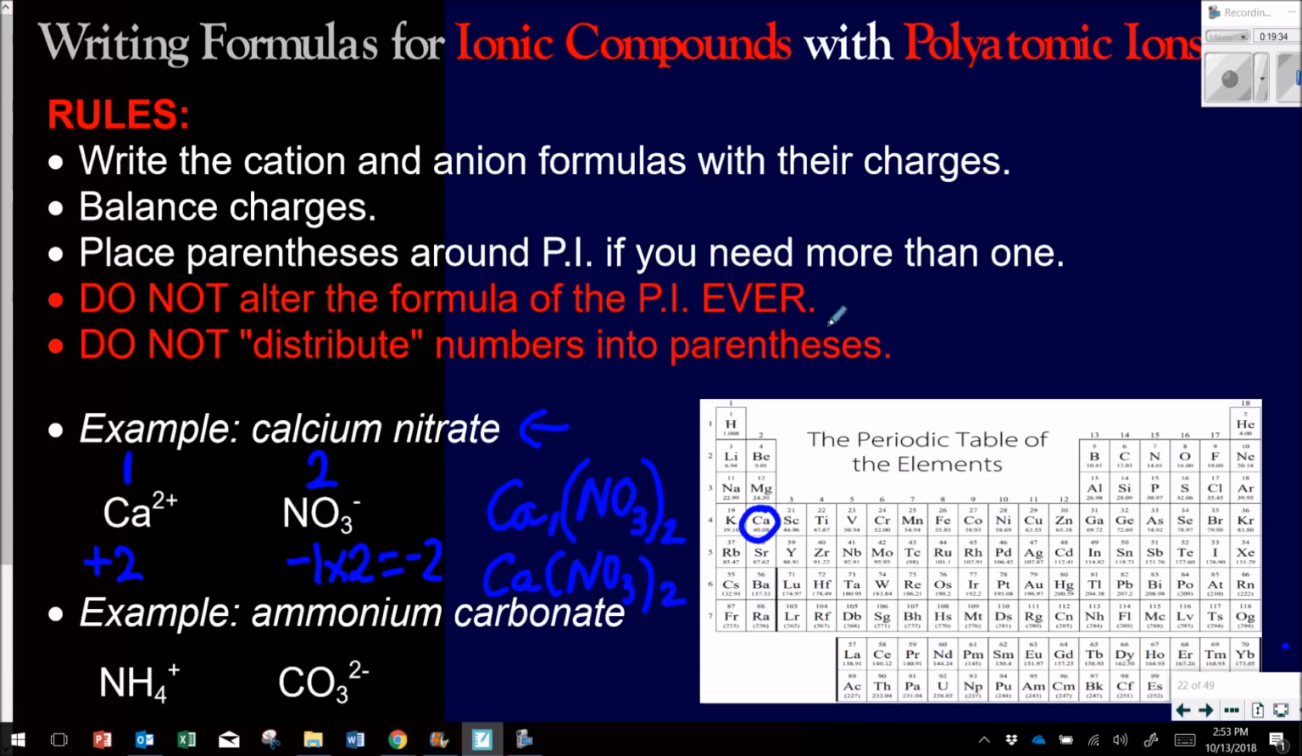Now please note, you do not ever alter the formula of the polyatomic. You also do not distribute the numbers in the parentheses. What that means is if I have CaNO3 parentheses 2, I cannot make that become CaN2O6. That is completely wrong.